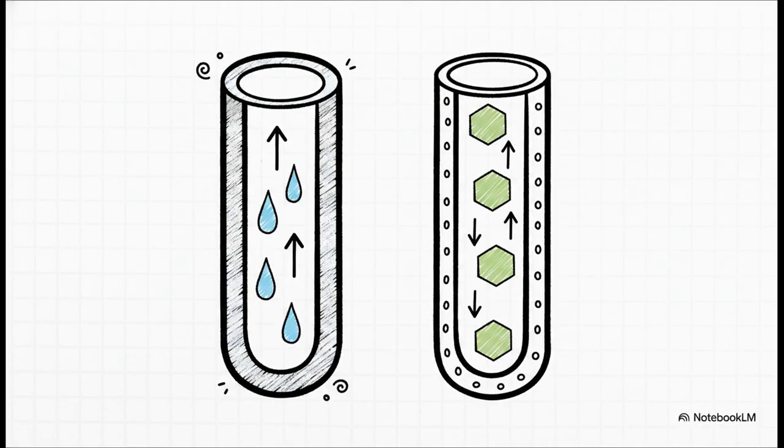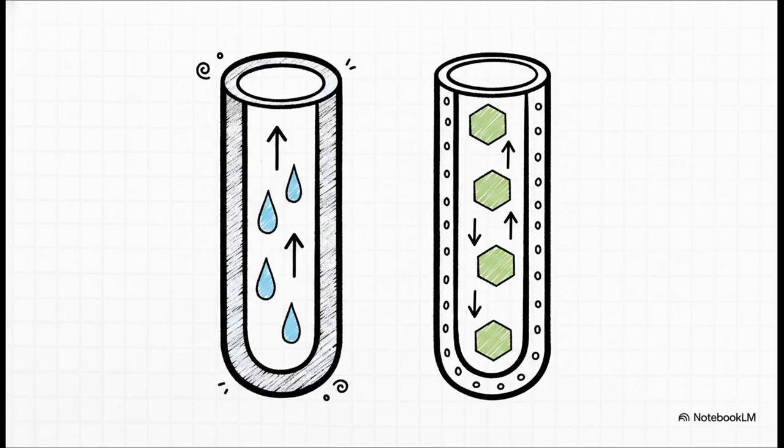Once you've got fuel, you've got to move it around. Plants have 2 incredibly efficient biological highways for this. First up is the xylem. These are hollow, non-living tubes. They've got thick, lignified walls and no end walls at all, which allows for this continuous, totally uninterrupted flow of water and dissolved minerals being pulled right up from the roots via the transpiration stream.